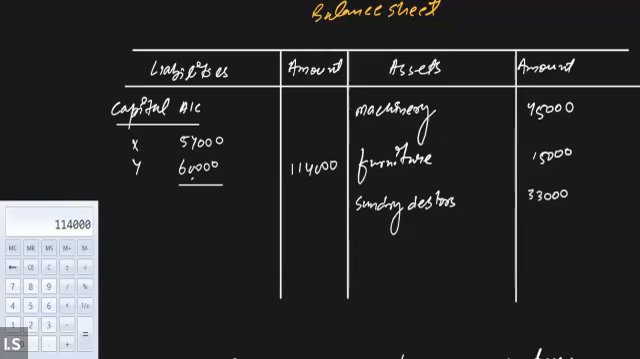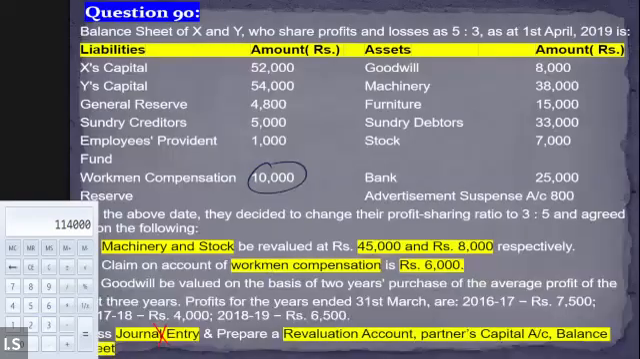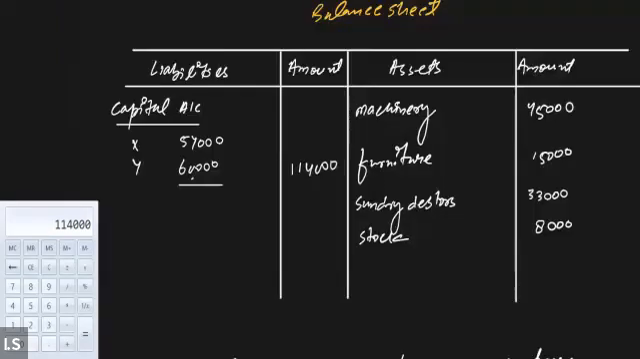Then after that we have stock 7,000. Stock, the value of stock has increased by 1,000. That means the new value of the stock will be reflected in the balance sheet at 8,000. Then we have the bank balance that remains unchanged, so 25,000. Bank at 25,000. This is it on the asset side.